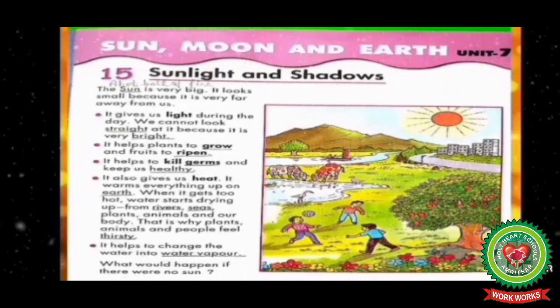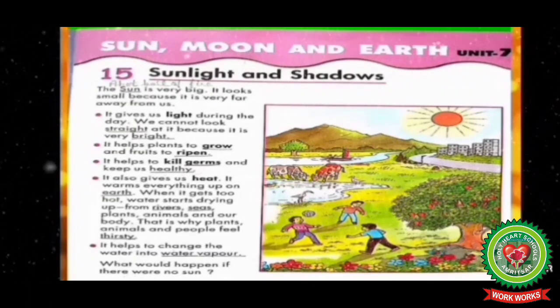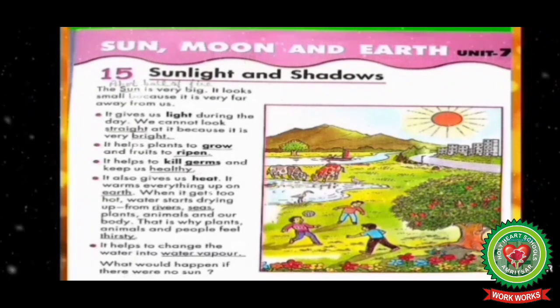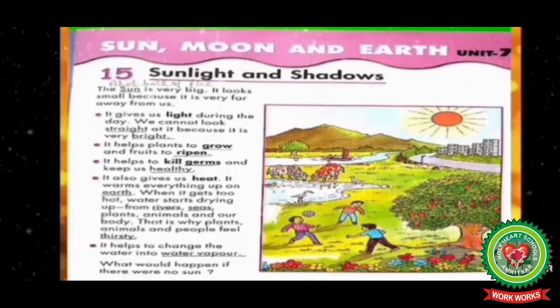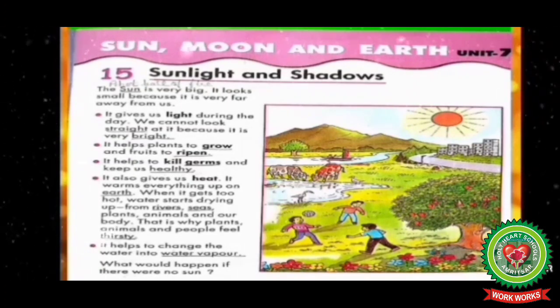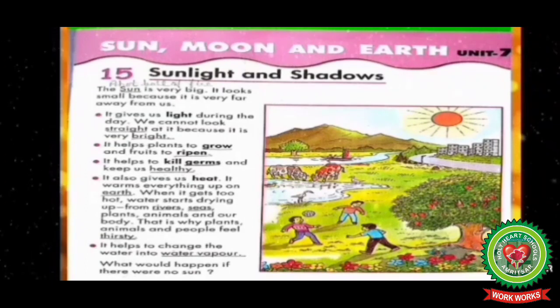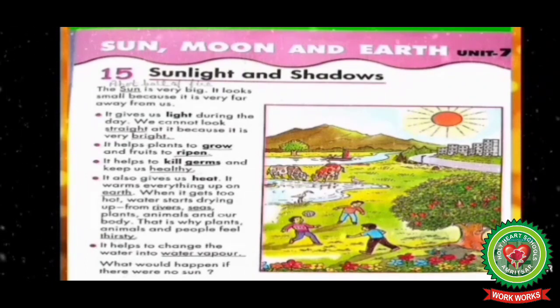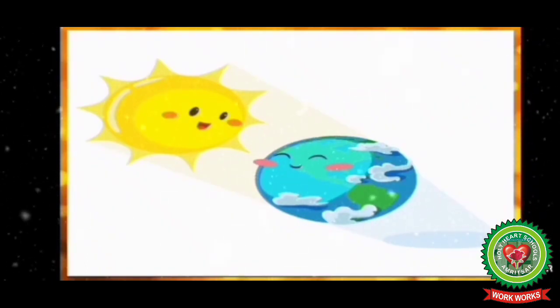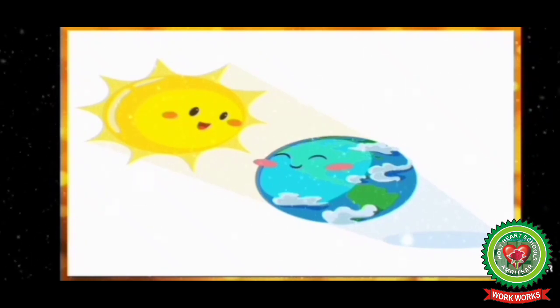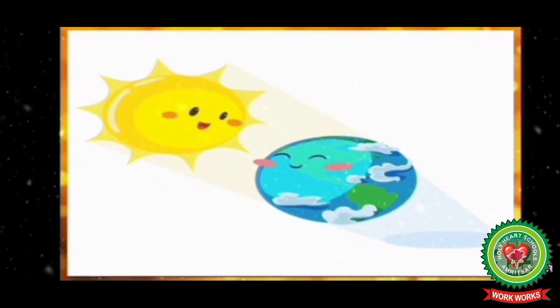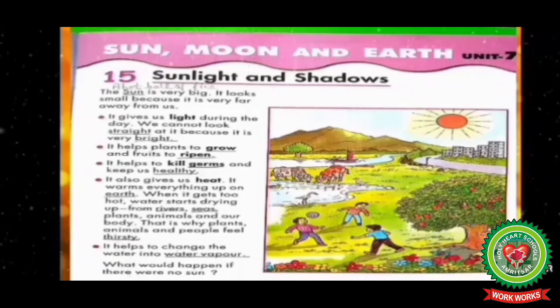Dear students, open your science book, lesson 15, sunlight and shadows. As you know, we get sunlight from the sun. Sun is the only natural source of light. It helps us to see everything around us. It also gives us heat.